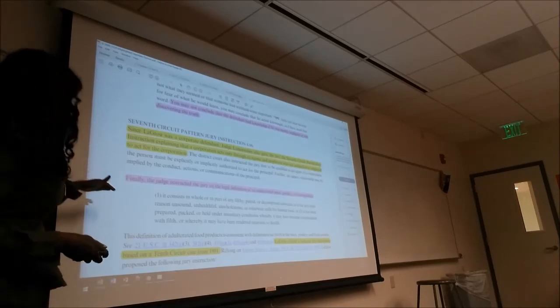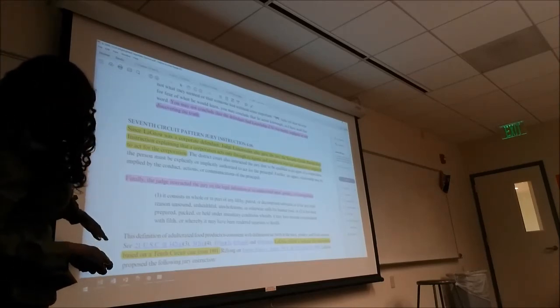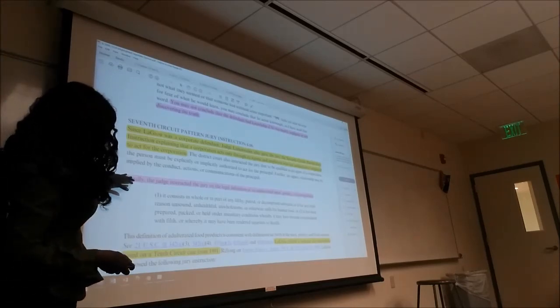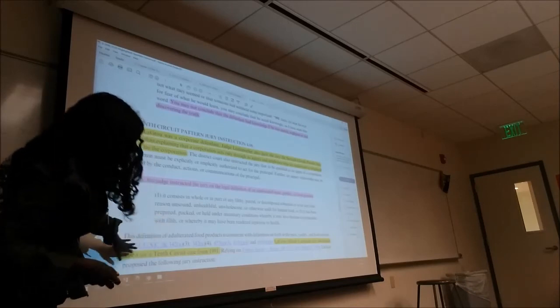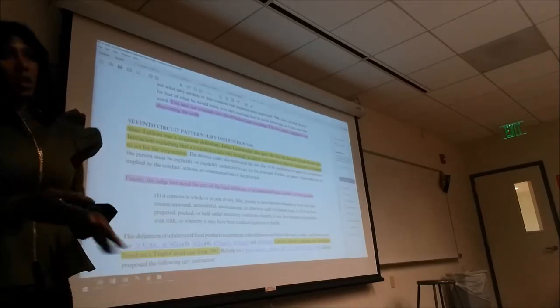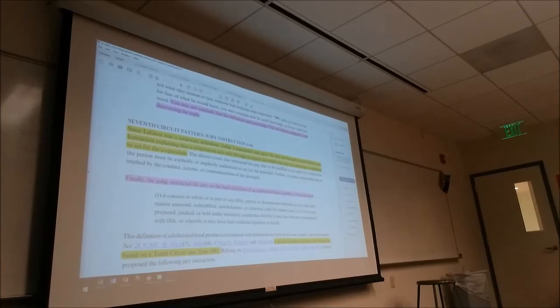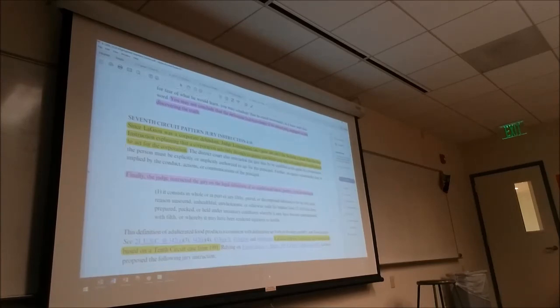He's saying the judge should have given them an instruction. Let me see. Finally, the judge instructed the jury on a legal definition of adulterating. So he offered his own jury instruction based on a different law. That's what he wanted the judge to give to the jury.